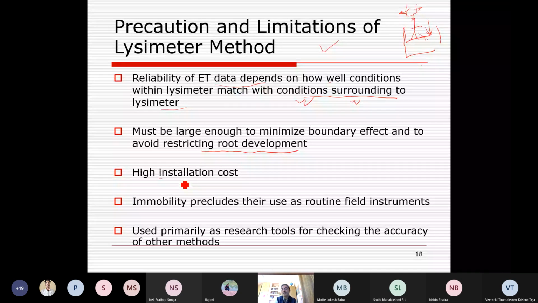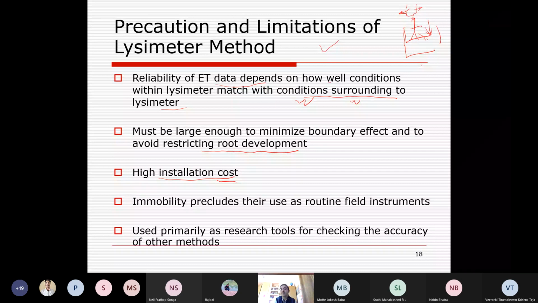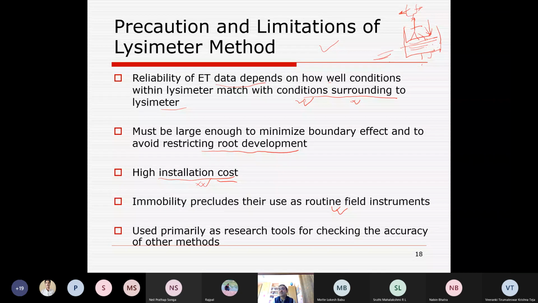High installation cost, because constructing, the weighing mechanism, placing in the soil, and filling back the soil with properties matching field conditions basically involve a high cost of installation or development. Immobility: once it is placed, you cannot change the place. Immobility precludes its use as a routine field instrument. You can bring and measure every time, but once it is installed, it will stay in that place for its whole working life.